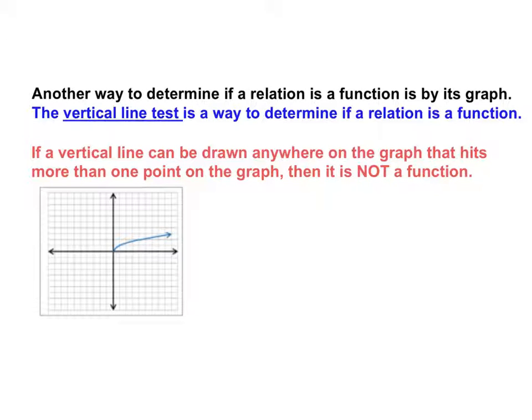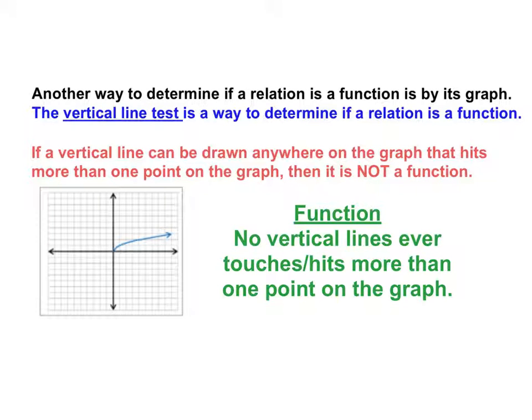And this is the explanation you need to learn. Okay? This is a function because no vertical line ever touches or hits, either one is fine, more than 1 point on the graph. So on a test or quiz, and in your homework, if you use the vertical line test to determine if something is a function, and you decide that it is a function, then this is what you need to write. No vertical line ever touches or hits more than 1 point on the graph.